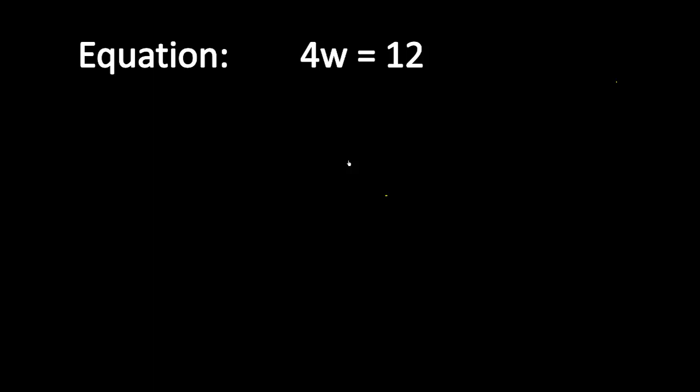Now we're going to solve this equation by finding the value of w. 4w is equal to 12. What are we going to have to do in this situation? You're right. We're going to have to divide it by 4, like this.